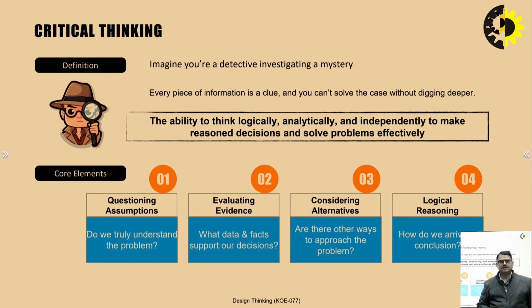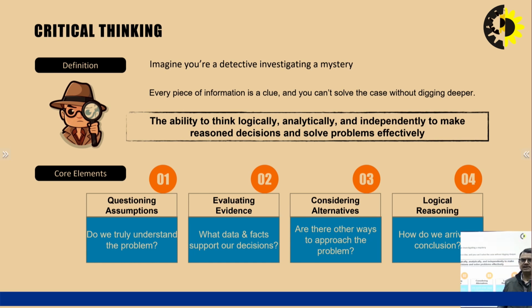Now we understand what critical thinking is. We need to know the core elements of this critical thinking process, so that when we want to apply it, we can easily do that. Here I am mentioning only four elements of the critical thinking process. The first element is that we need to question the assumptions.